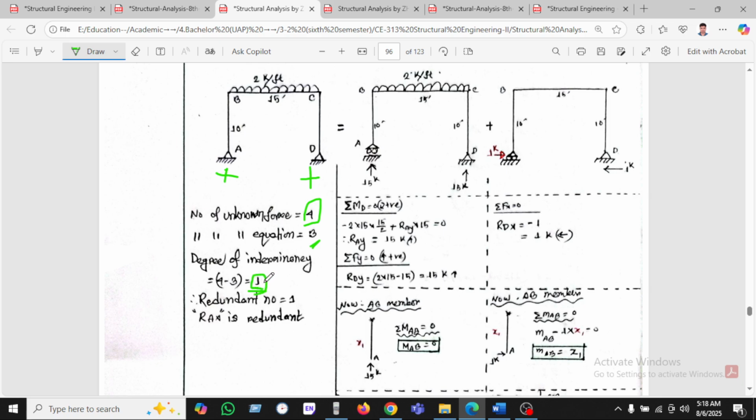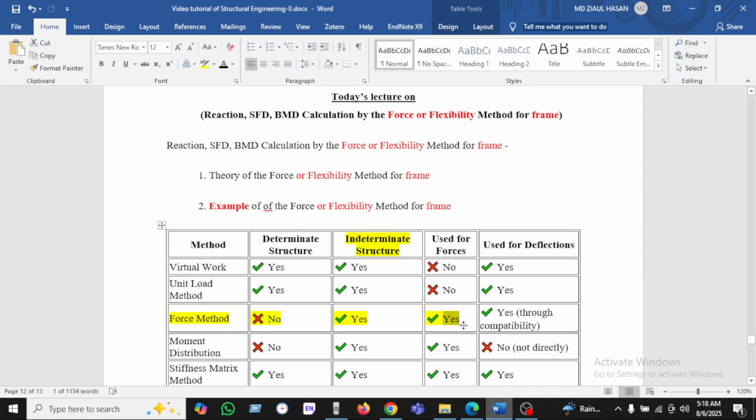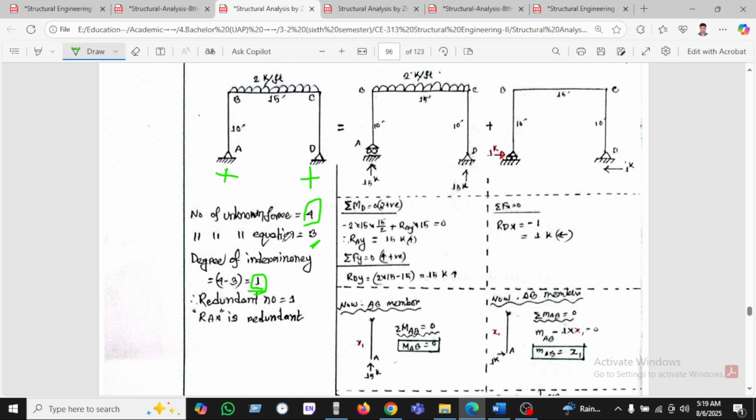So this is a degree of indeterminacy of 1. We cannot solve it by the virtual work method or unit load method, because this is not a determinate structure; this is an indeterminate structure. That's why we have to go to the force method. We can see the redundant number is 1, so we can use the redundant RA. This is the RA, and this is the pin support.